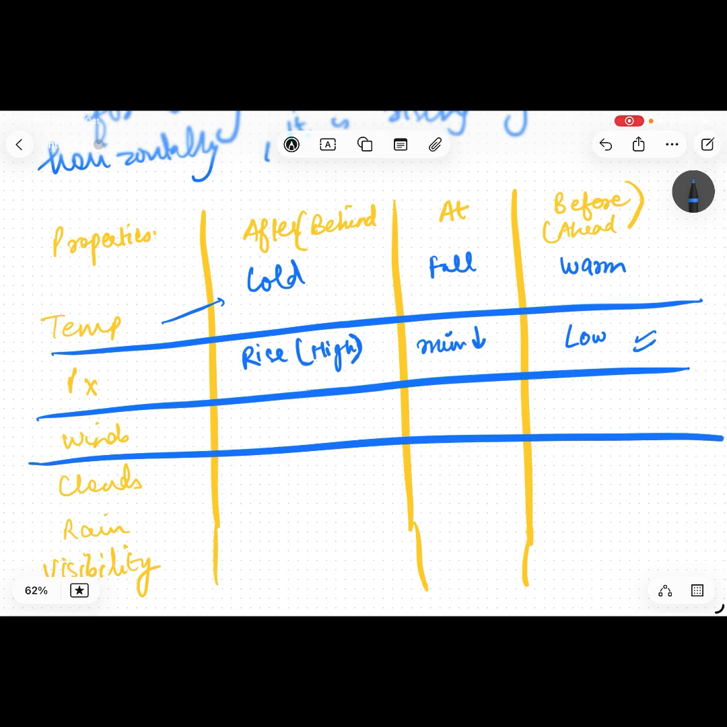Now when we talk about the winds, again you would see that the winds are veering, right? And here of course the winds are again backing, and here again you would see, okay, now at the front we would say squalls are there. I'll tell you what squalls are, and we would say that it is gusty.